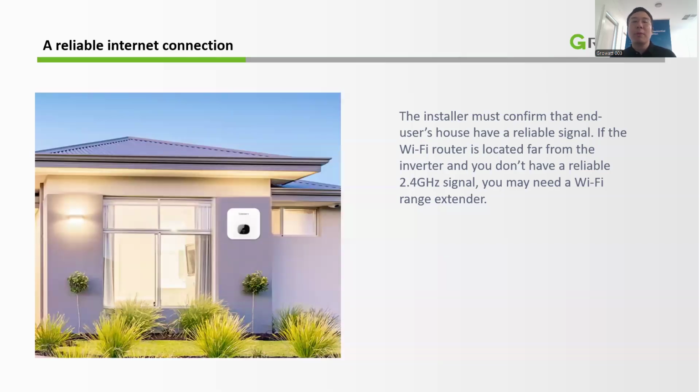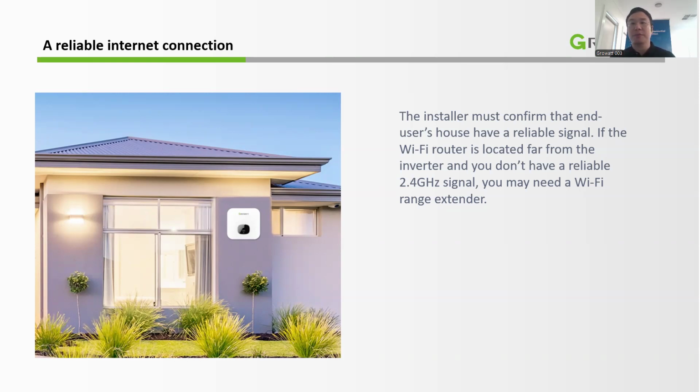All right, so what I've been talking about is the requirements. And right now let's go to the hardware part. To install emergency backstop solutions in Victoria, you must have a reliable internet connection. A reliable internet connection means your inverter can talk, communicate, and be controlled by the grid company.